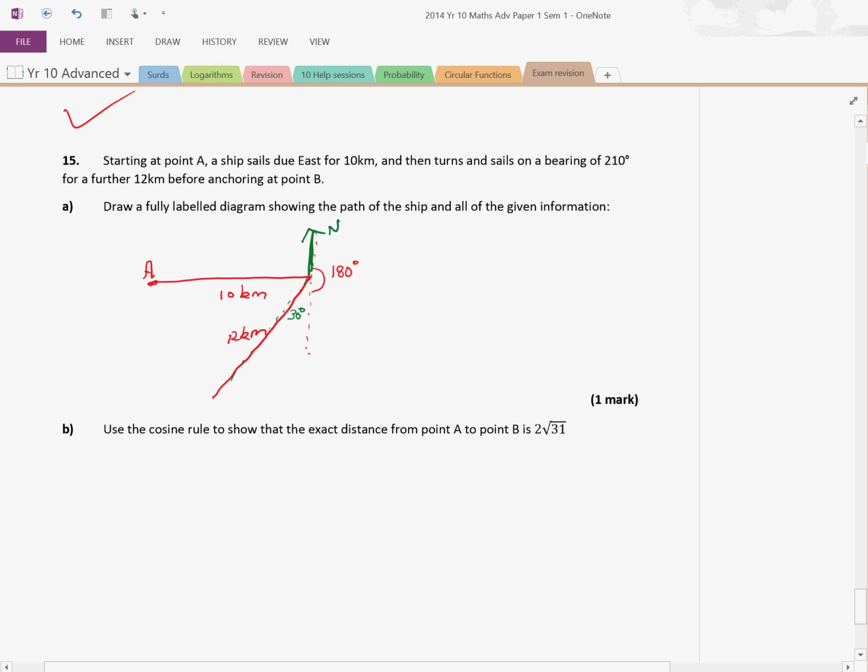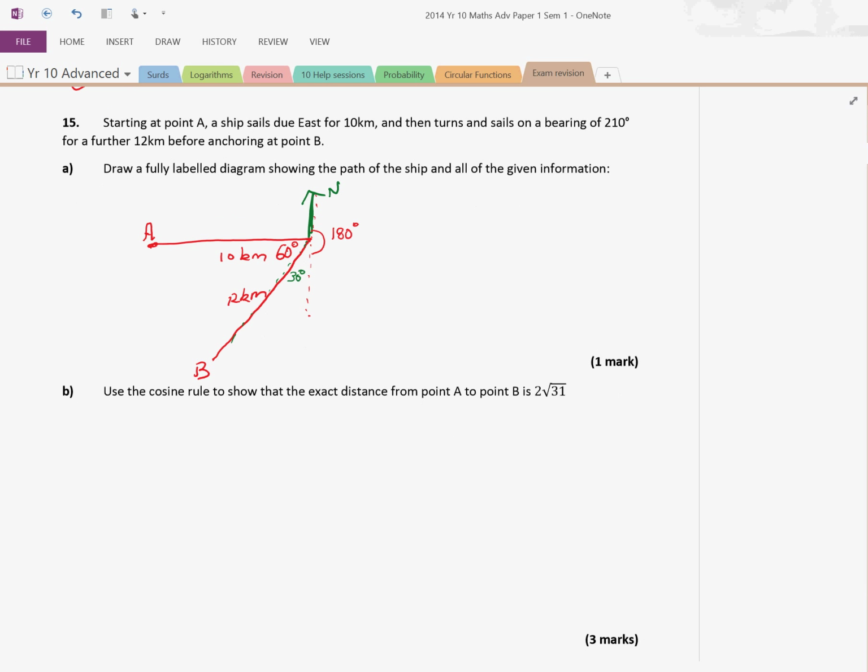Now, to B. It says here, draw a labelled diagram showing the path of the ship and all the given information below. Well, to me, that's good enough. You've got 60 degrees from that. You have to put 60 degrees. Well, that angle would be 60 degrees, wouldn't it? Okay. Now, it says here, use the cosine rule.